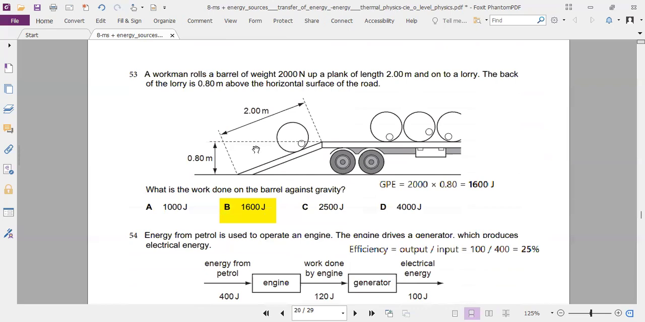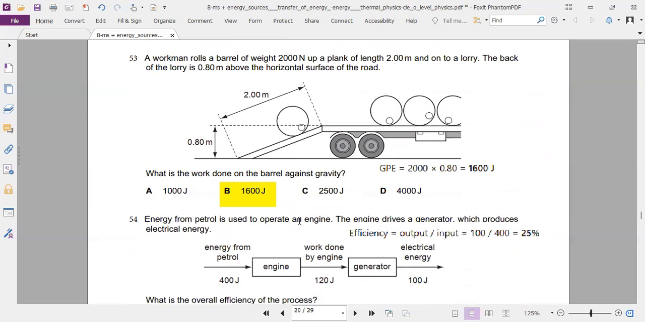A barrel is moved up 0.8. So the work done against gravity will be 2 meters. Sorry, work done against gravity, not friction. So it will be 2000, which is the weight, times the distance it has moved up, 1600.